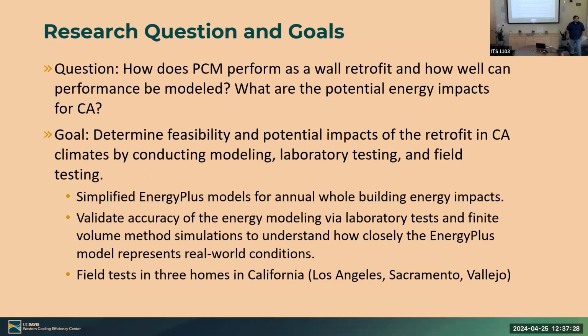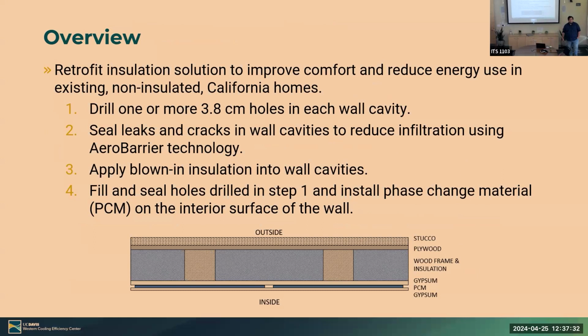Adam, do you know what year Title 24 started requiring insulation in California homes? 1978, 1976. 78? Yeah. So if your house was built before 78, you probably don't have insulation unless some homeowner before you put it in.